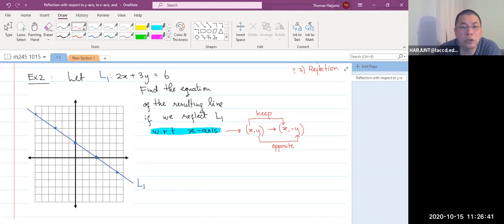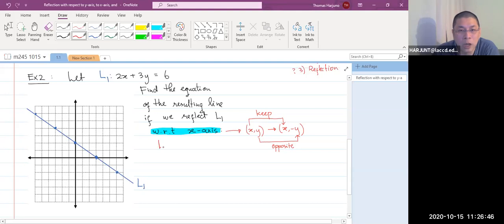So the equation of line 2, call that line 2. So line 2 will have the equation 2x plus 3 times negative y equals to 6. All I do is changing the y becomes negative y. That's all I do. Okay, so the resulting line will be 2x minus 3y equals to 6.